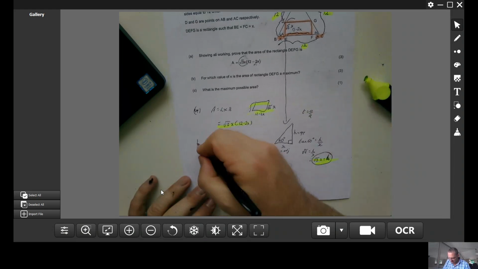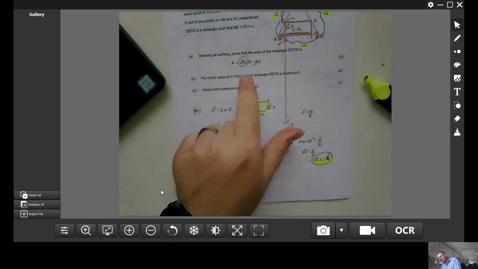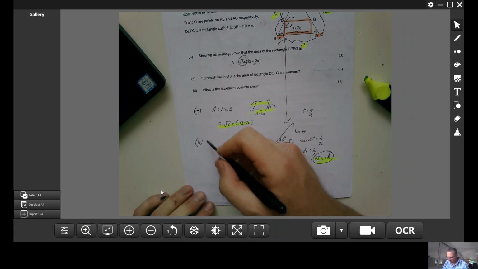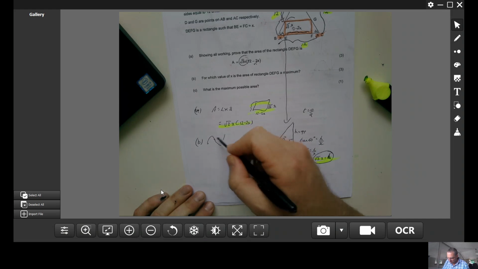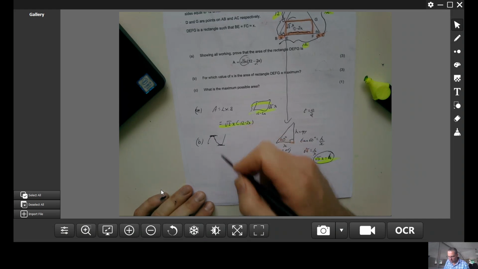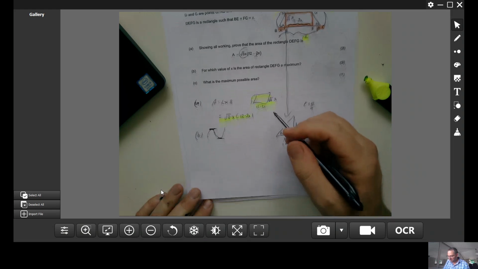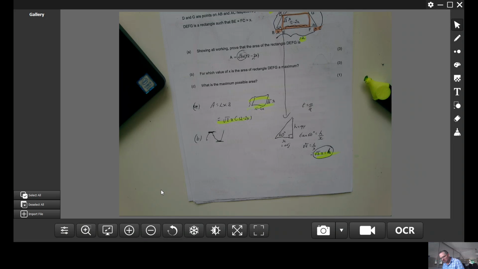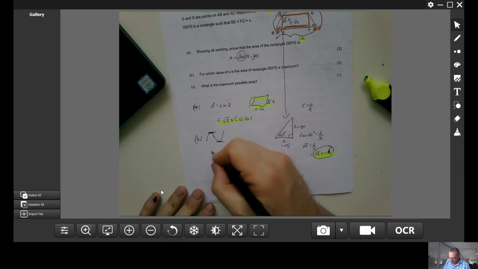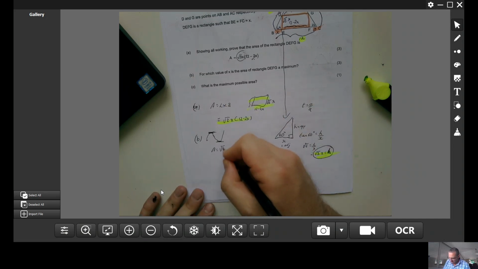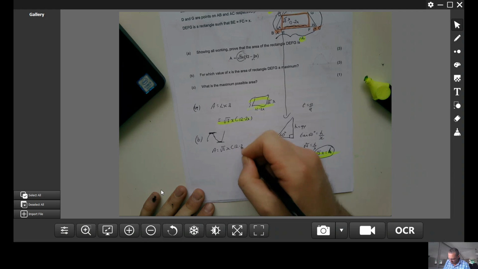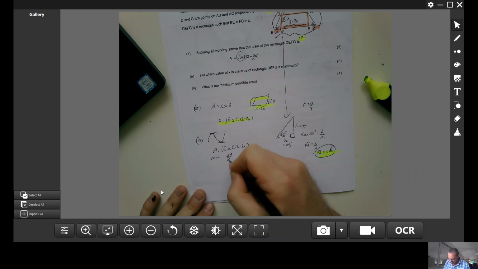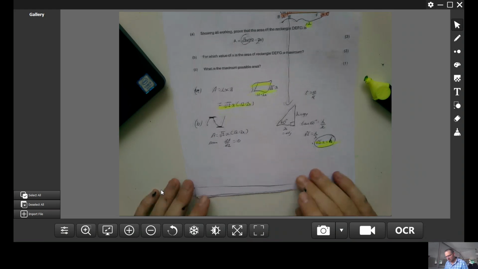For B, remember they asked the question like this because if you can't do that, you must still use that for B. So to maximize something or minimize something, remember a maximum or a minimum occurs when your gradient is naught. What's your gradient? Your gradient is your derivative. So a maximum or minimum question in paper 1 will always have to do with when your gradient is equal to naught. So we've got A is equal to root 3 x times 12 minus 2x. The maximum will occur when dA/dx is equal to 0.